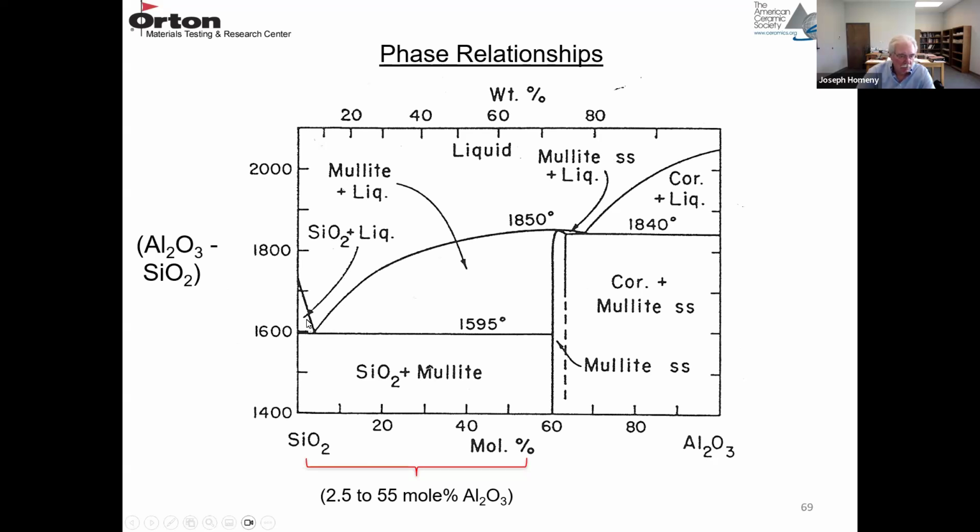So there's this phase field, silica and liquid, and then this phase field, mullite and liquid. So down at about 2.5, when we cross the solidus curve, as we increase the temperature, we'll have liquid and silica, and then above about, let's say 8 or 10% alumina, it'll be all mullite and liquid.